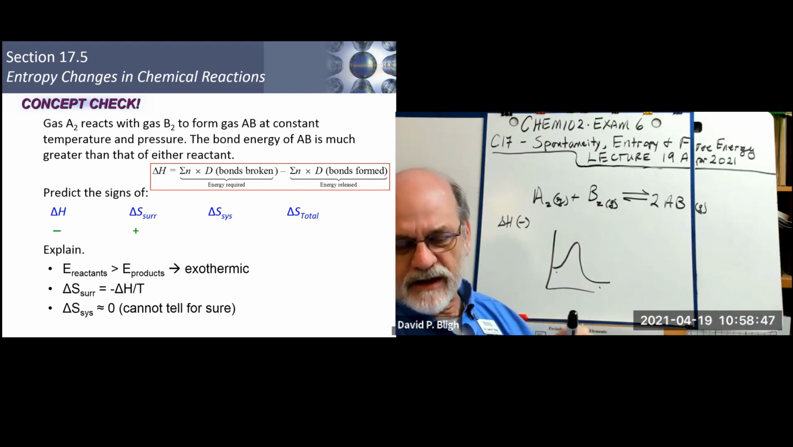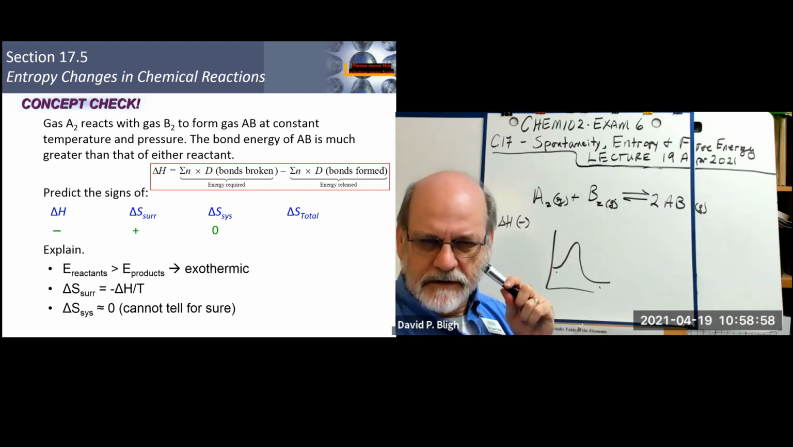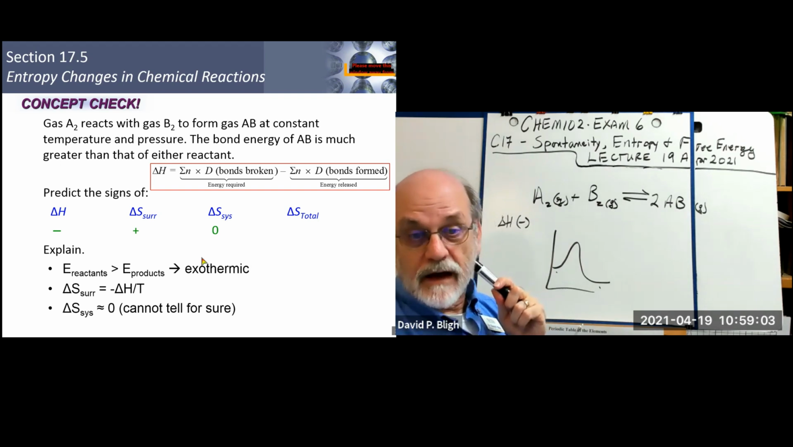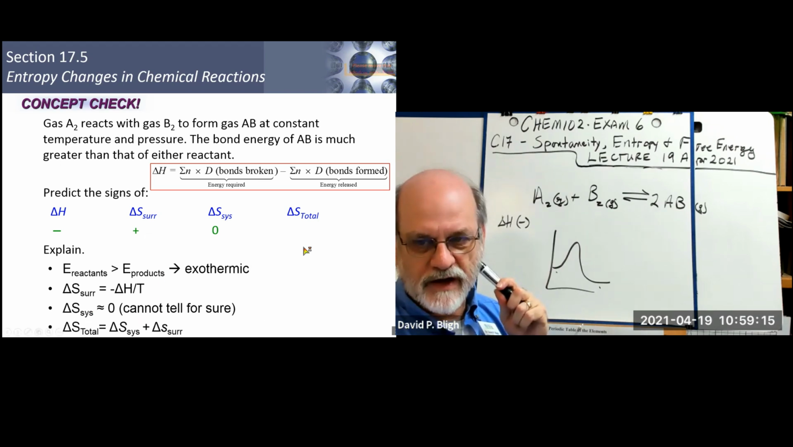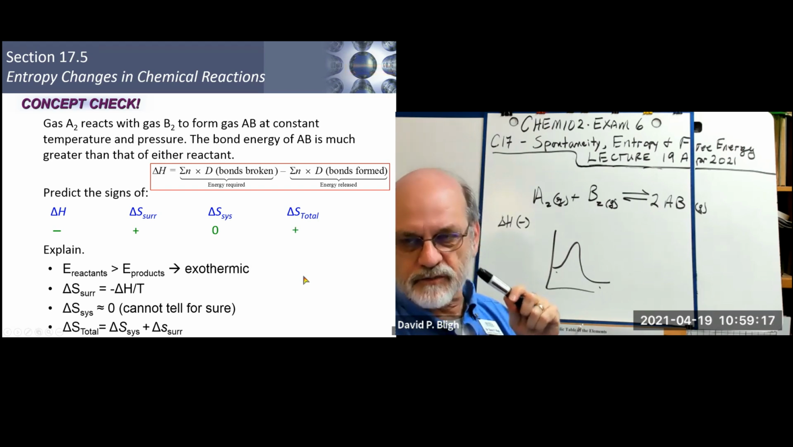We can't tell for sure, but I'm willing to bet that it's on the negative side. We're going to say it's 0 for now. Do we need to say 0? Yeah, if we're at constant temperature and pressure, that's probably true. So if we're going to say that the surroundings is positive, then the total is positive. So that means this process should be non-spontaneous.